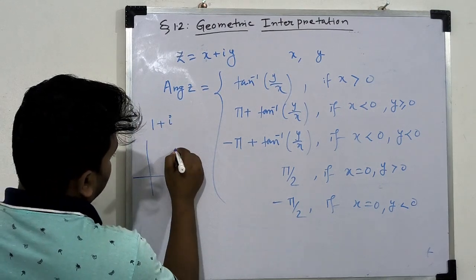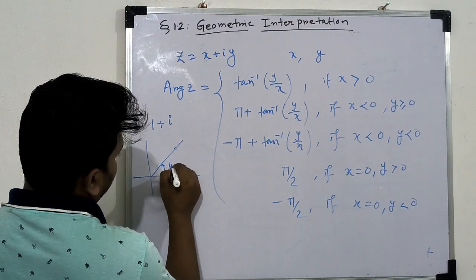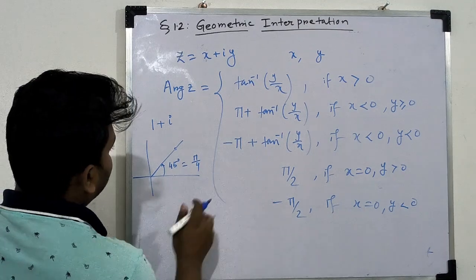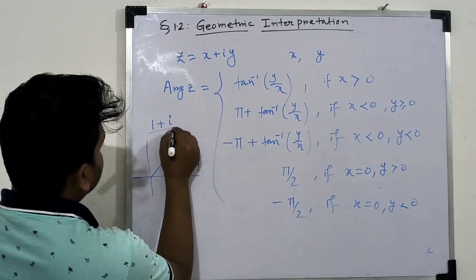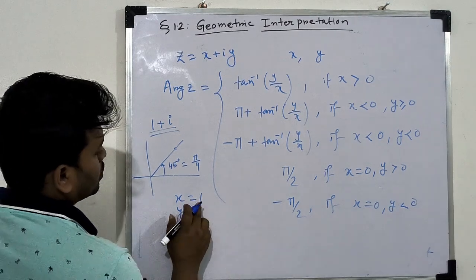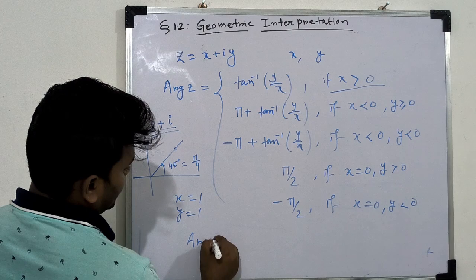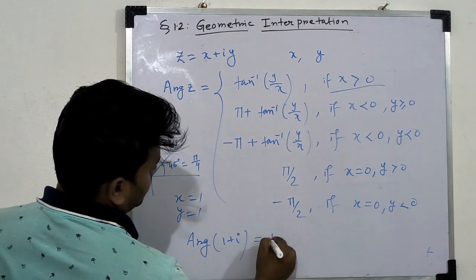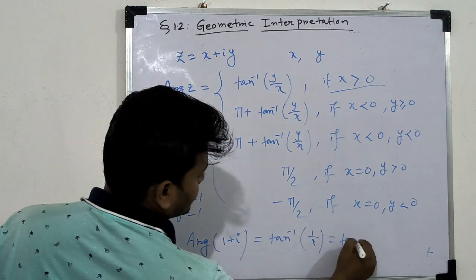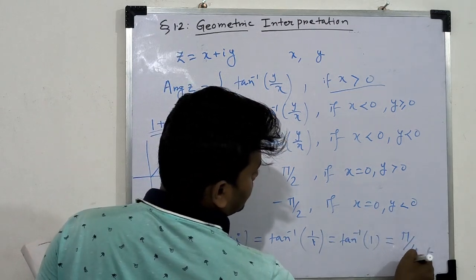This will be in the first quadrant, so it is clearly 45 degrees, that is pi by 4, and we can find it from this formula. For x equal to 1, y equal to 1, both are positive, so we follow this rule and find argument of 1 plus i equal to tan inverse of y by x, that is tan inverse 1, and this becomes pi by 4.